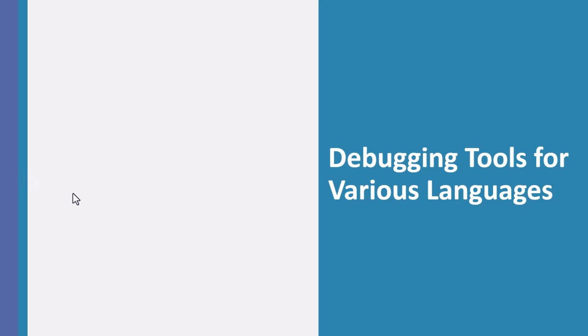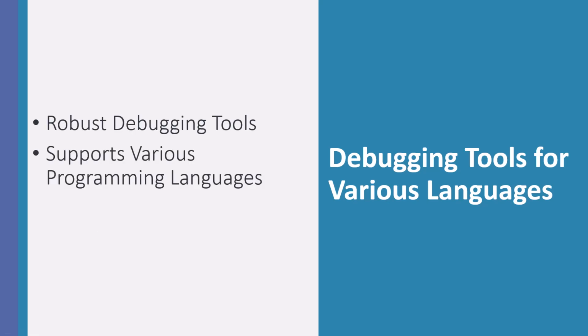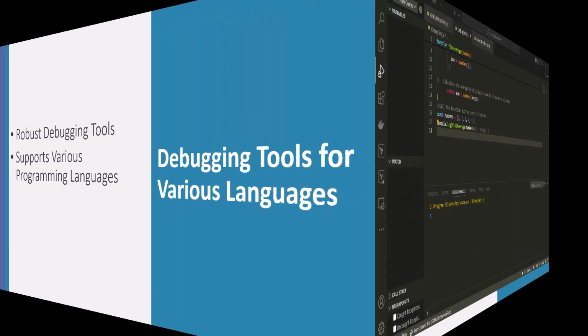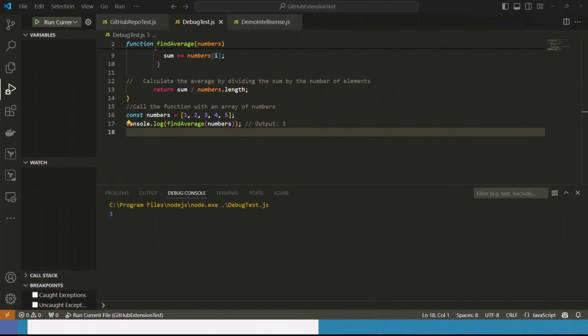Now we see the debugging part. Debugging is robust debugging tools that VS Code provides that supports various programming languages, and with this now we'll be emphasizing on JavaScript. But it has got other programming languages for debugging support like C#, Python, Java, HTML, CSS, and many other languages.